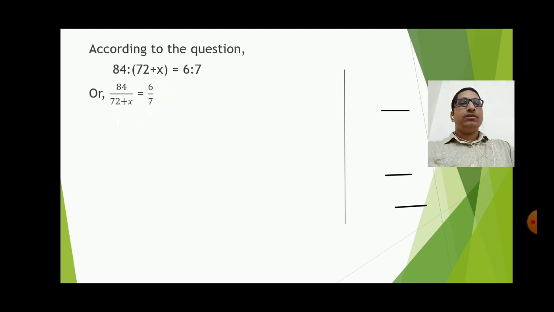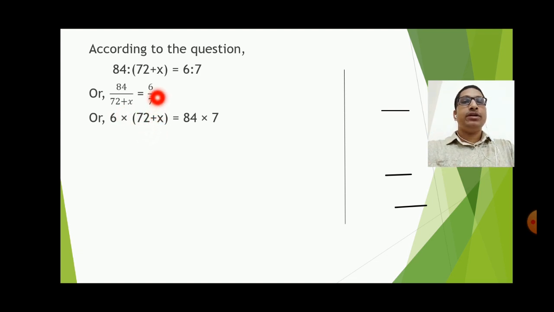Okay, now look here. The left side's denominator is 72 plus x, and the right side's numerator is 6, and we multiply them. Like this way, 84 multiply 7. Okay, now in this stage what will we do? We will multiply 6 and 72, and 6 and x, and 84 and 7.